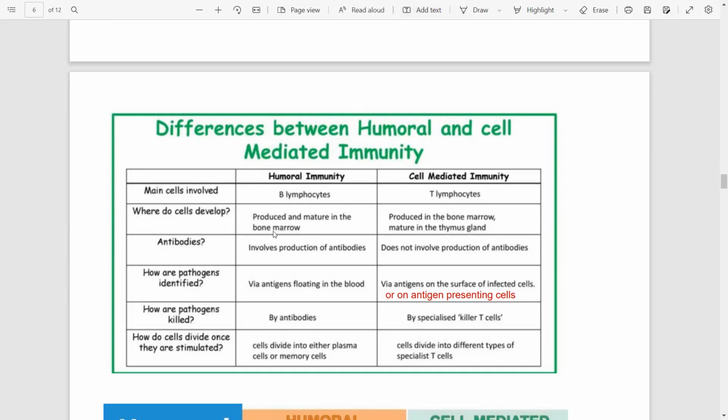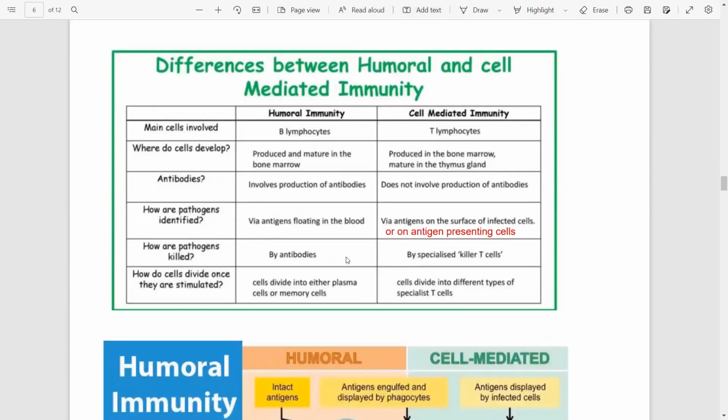How are the pathogens killed in cell-mediated immunity? In humoral immunity they are killed by the antibodies. In cell-mediated immunity, the pathogens are killed by cytotoxic T cells. So the infected body cells are destroyed by the cytotoxic T cells.